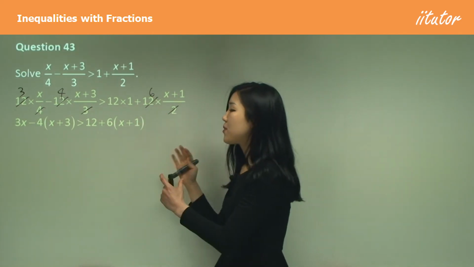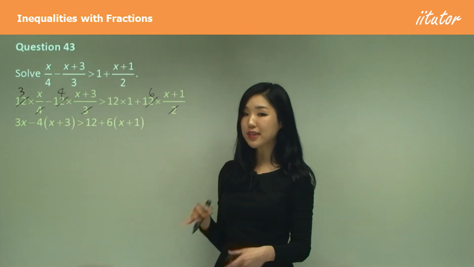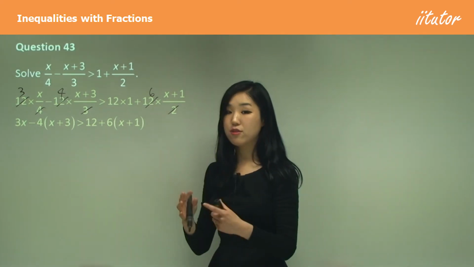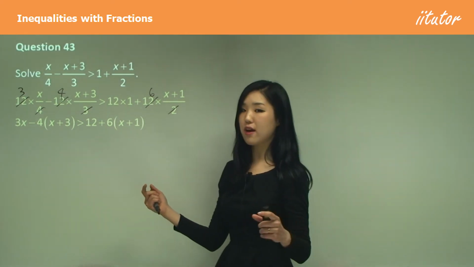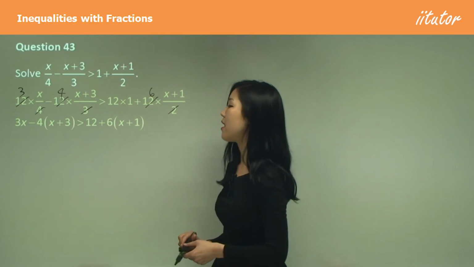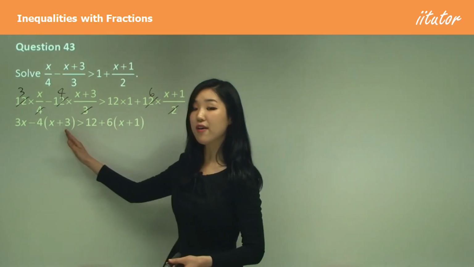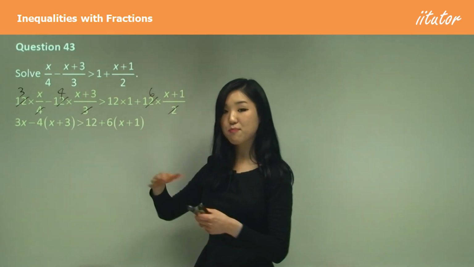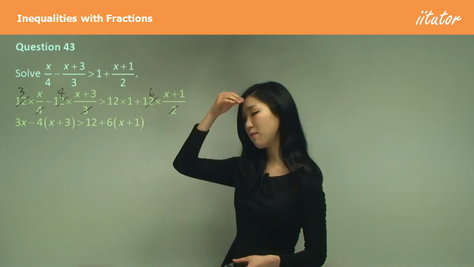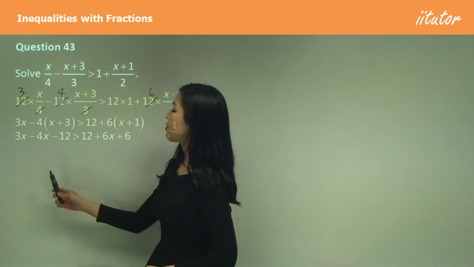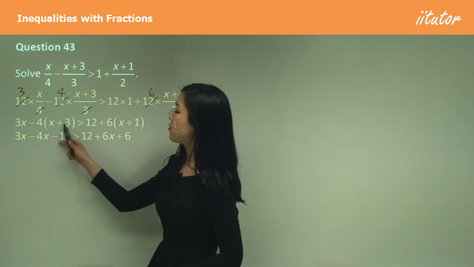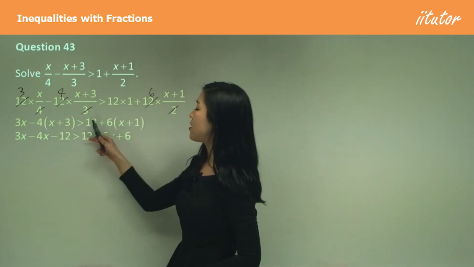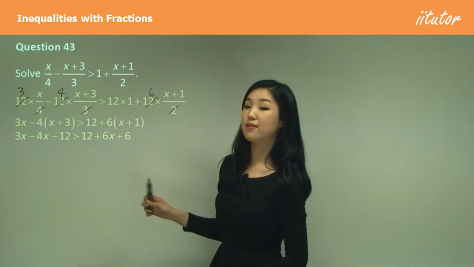I want you to keep it as brackets first. Some people tend to do it all in their heads, do it all in one line. Don't do that, guys. I really, really don't want you to do that. I want you to keep it brackets first, and then on the next step, expand it out. That will reduce your silly mistakes a lot. 3x minus 4x minus 4 times 3 is negative 12. 12 plus 6x plus 6.